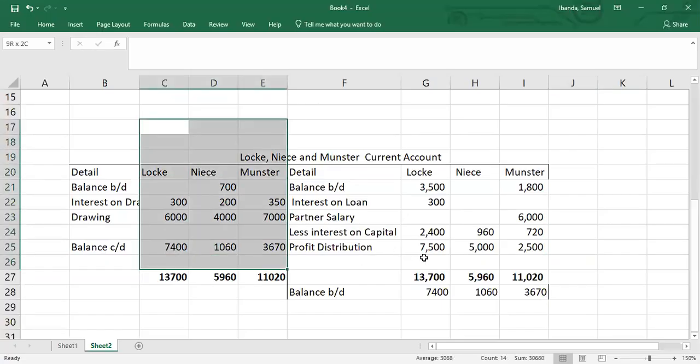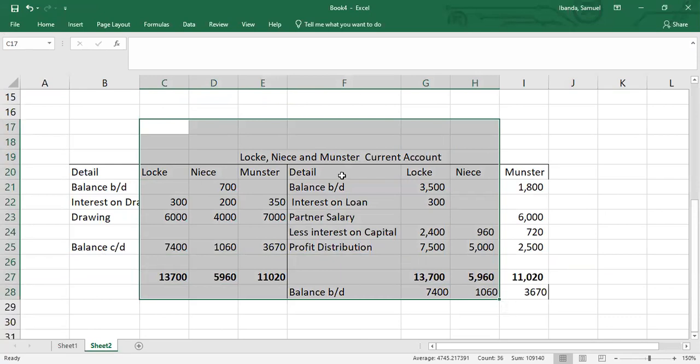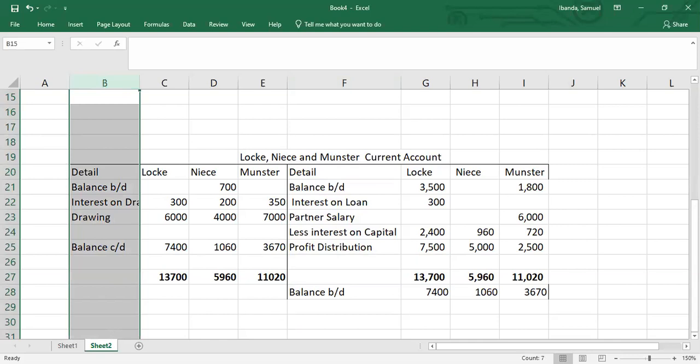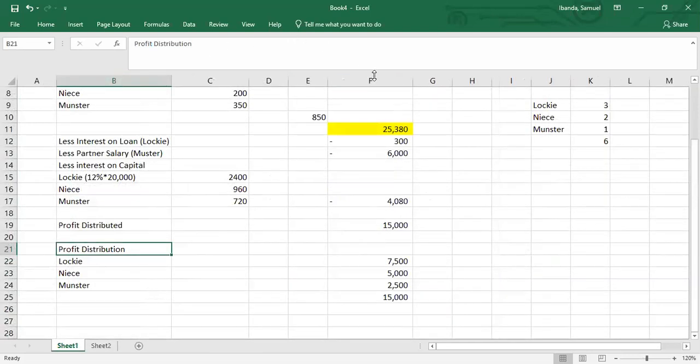Yours is to master this, by the way: the current account, how it looks, what should be on the credit side, what should be on the debit side, and yours is to also do this. One time we did a revision class of partnerships. I'm going to share that link with you, so you can watch that session of us trying out an examination question. That would be really very helpful to you.